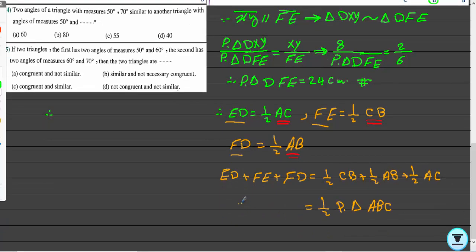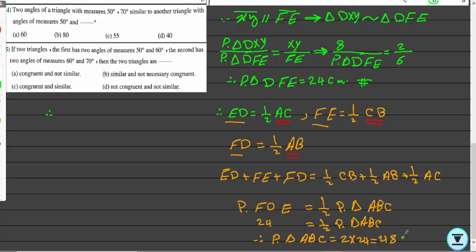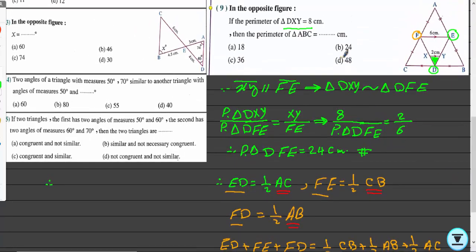And you write it: perimeter of triangle FDE. But the perimeter of triangle FDE is 24. So 24 equals half multiply perimeter of triangle ABC. So perimeter of triangle ABC equals 2 multiply 24, which equals 48 centimeters, and we choose letter D.